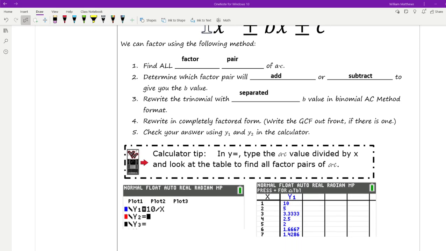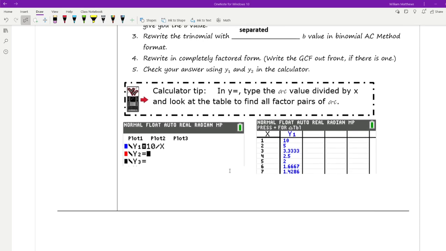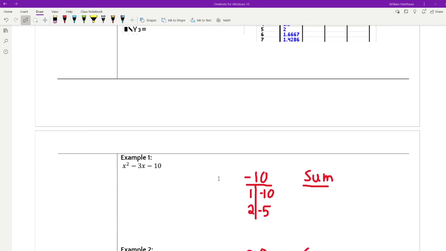You still have the calculator tip to help find the factor pairs of your value, and this will help you find which ones add or subtract to equal our b value. So, to go into a couple of examples. Looking at example 1.